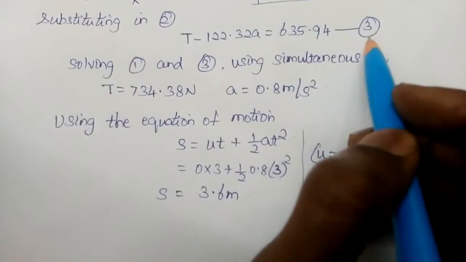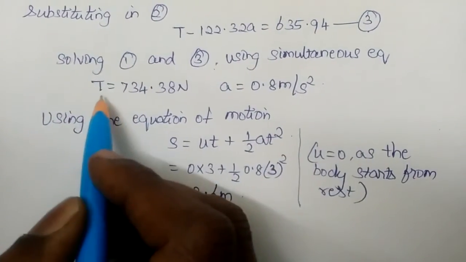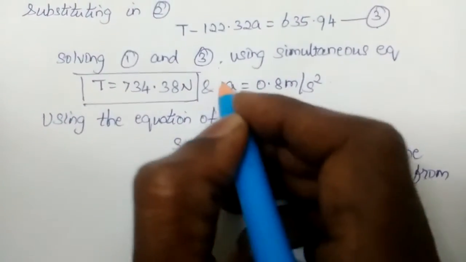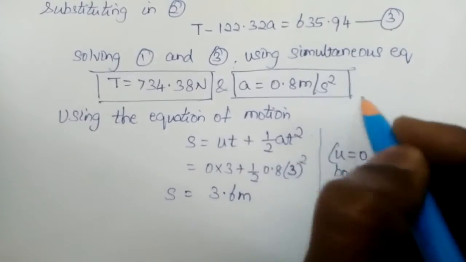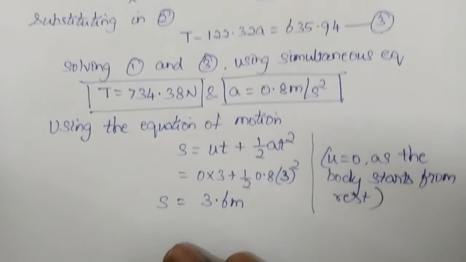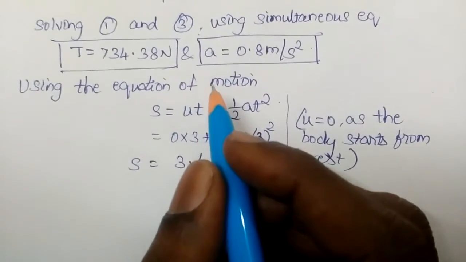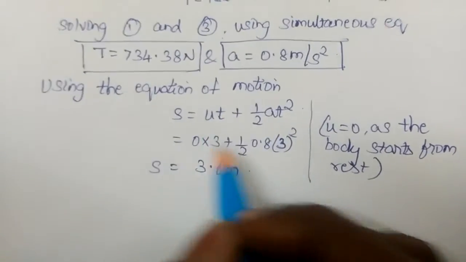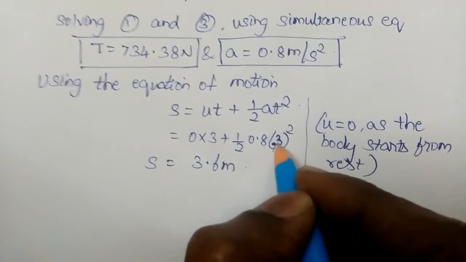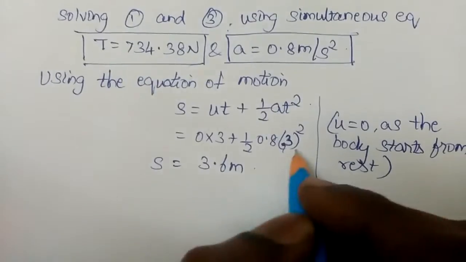Solving the first equation and the third equation, we get T equal to 734.38 Newton and acceleration A equal to 0.8 meter per second square. Using the equations of motion, we can find out how much distance both the blocks have moved for a time period of 3 seconds. They have given 3 seconds of time when the block has been moved from rest.